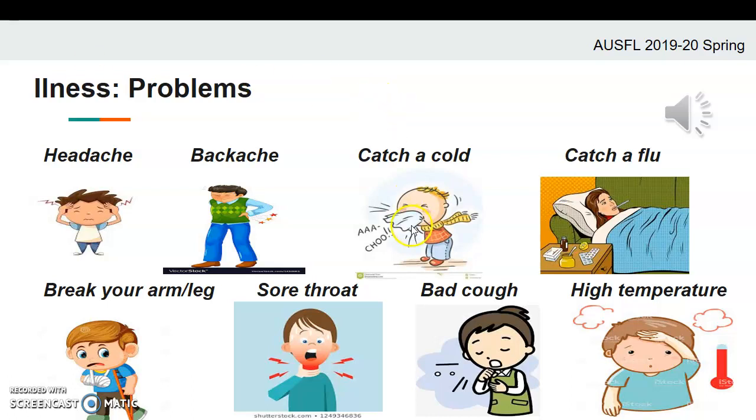Picture 3, catch a cold, and if you catch a cold, you have a runny nose and you are sneezing all the time. Catch a flu, picture 4. So when you catch a flu, you're really ill, you have a high temperature, and you need to take some medicine, some painkillers, some antibiotics maybe. Or you can break your arm or leg, and you can have a sore throat. You can have a bad cough, or you can have a high temperature.